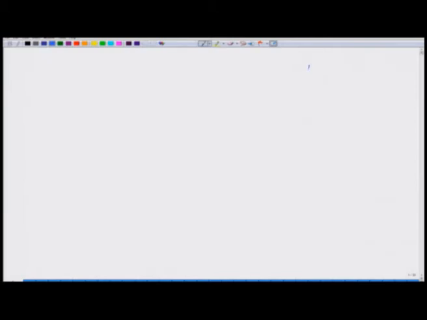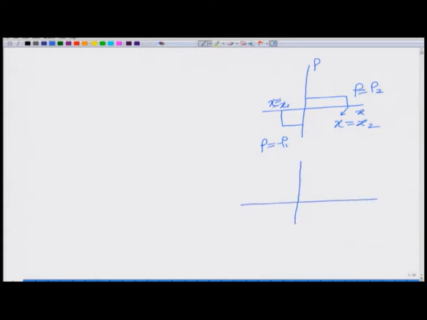If I plot the charge density rho as a function of x, I have a negative charge on this side and positive charge on this side. This is rho equal to minus rho 1, this is rho equal to rho 2. This point is x equal to minus x1 and this point here is x equal to x2. This is the depletion region, and I want to calculate the electric field. What is the electric field? If I plot the electric field as a function of x, how will it look?